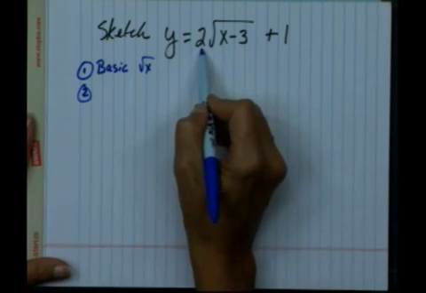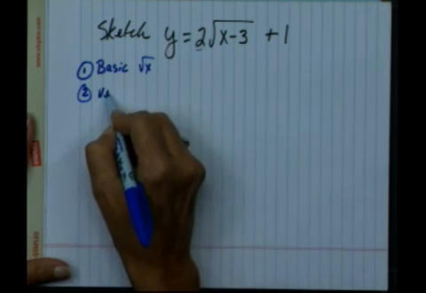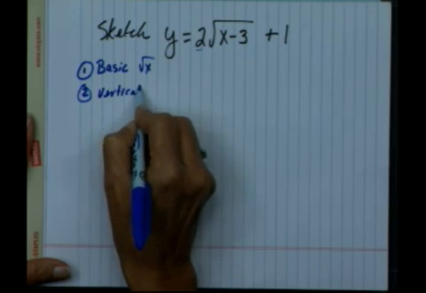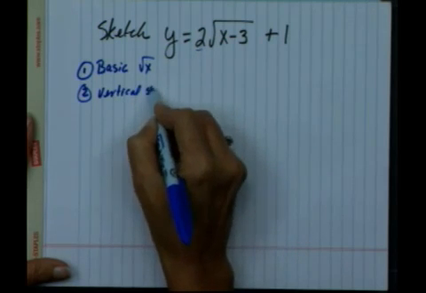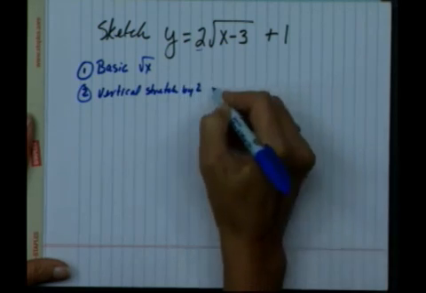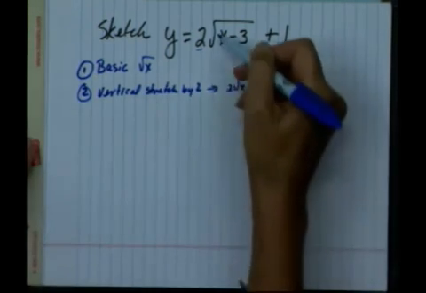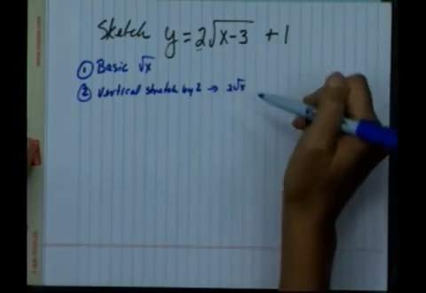It's going to be vertical because there's a 2 right there. So it's going to be a vertical stretch by 2. And that basically is going to give me 2 square roots of x, if I'm building on my function right here.